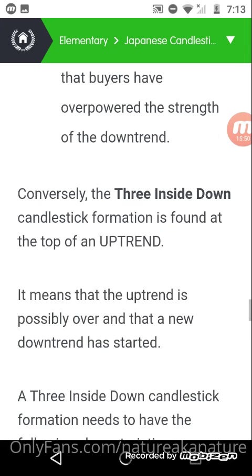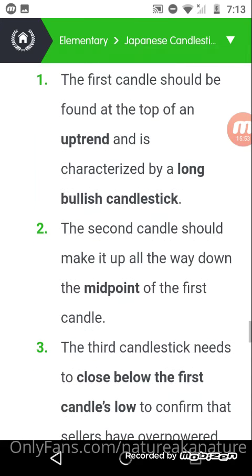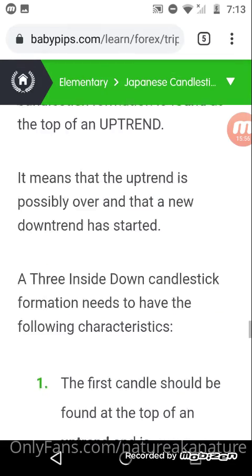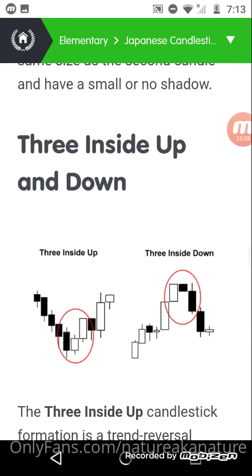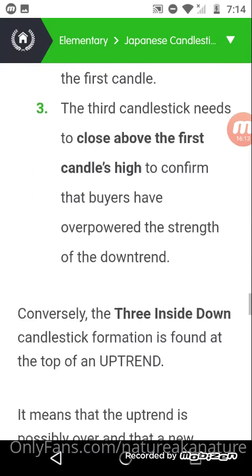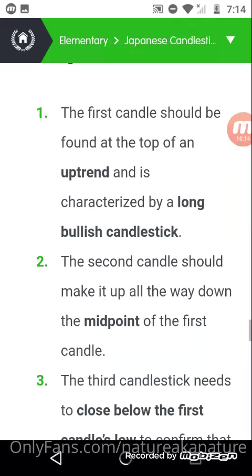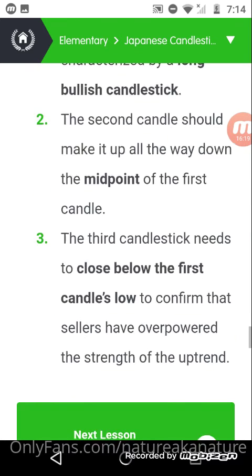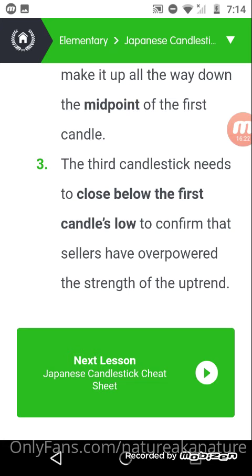Then the third candlestick needs to close below the first candlestick. It has to be lower than the first candlestick to confirm that the sellers have overpowered the strength of the uptrend. In this example, the third candlestick has closed lower than the first candlestick, and you can see it has. So this is how you can tell that the candlestick pattern means sellers were able to overpower the buyers and form a new trend, which is a downtrend.